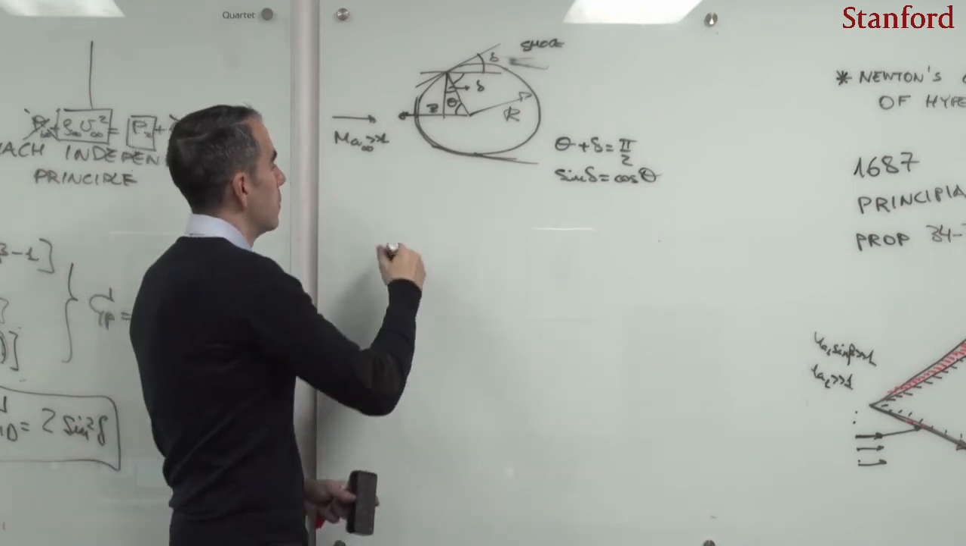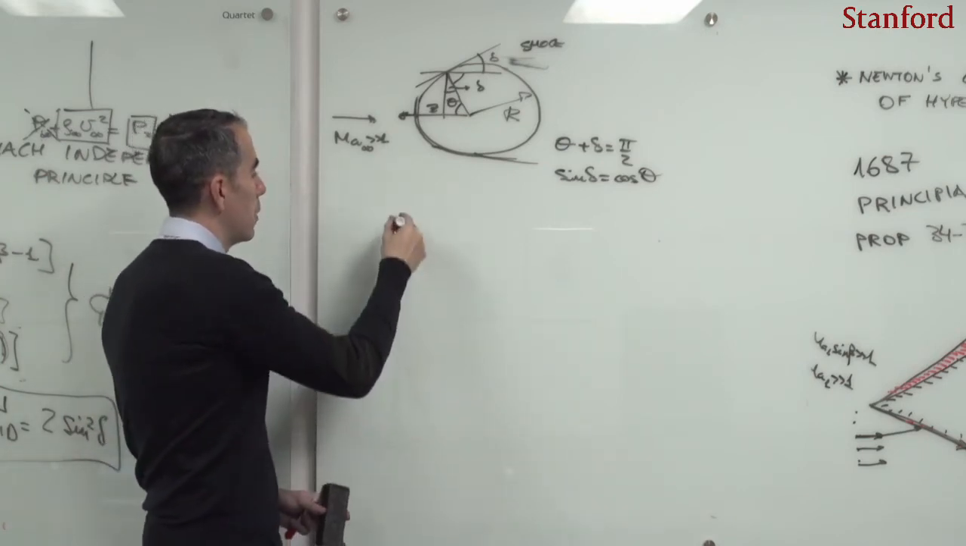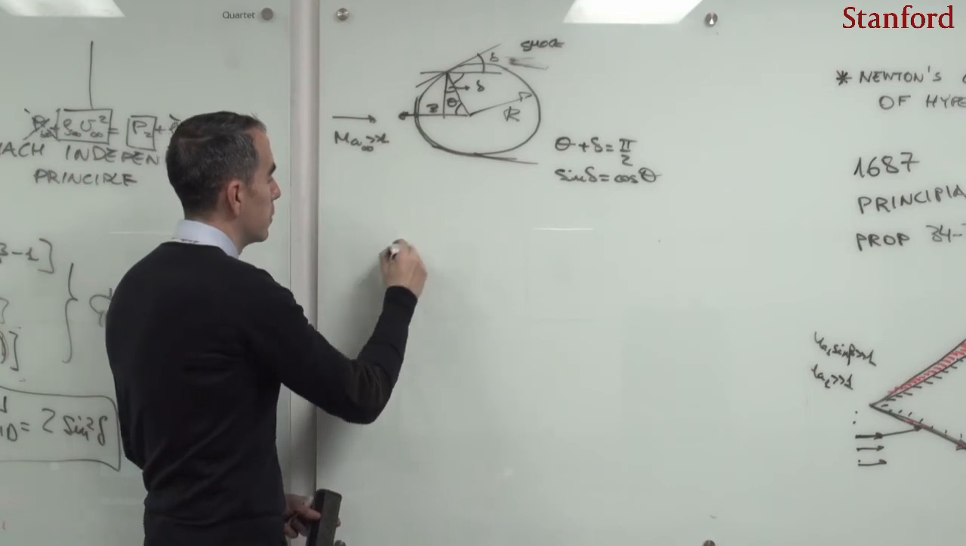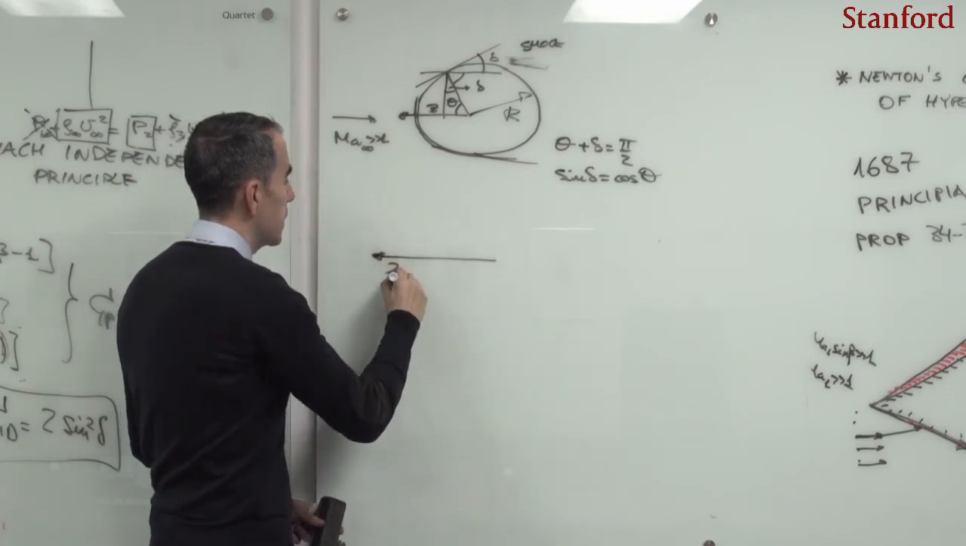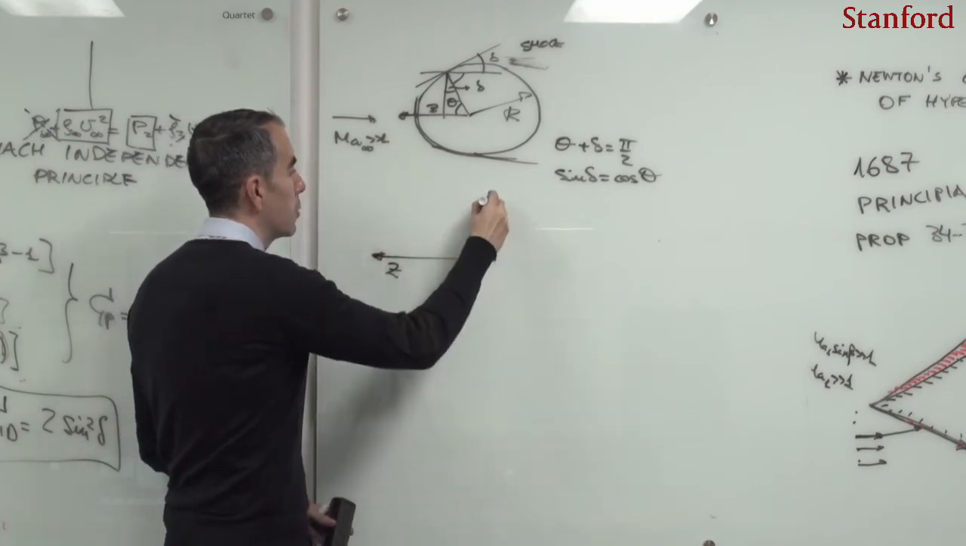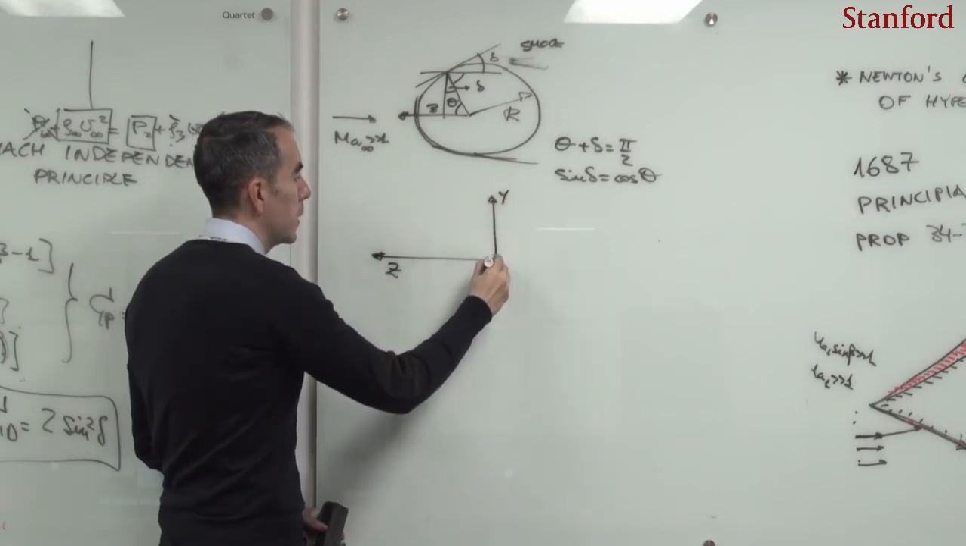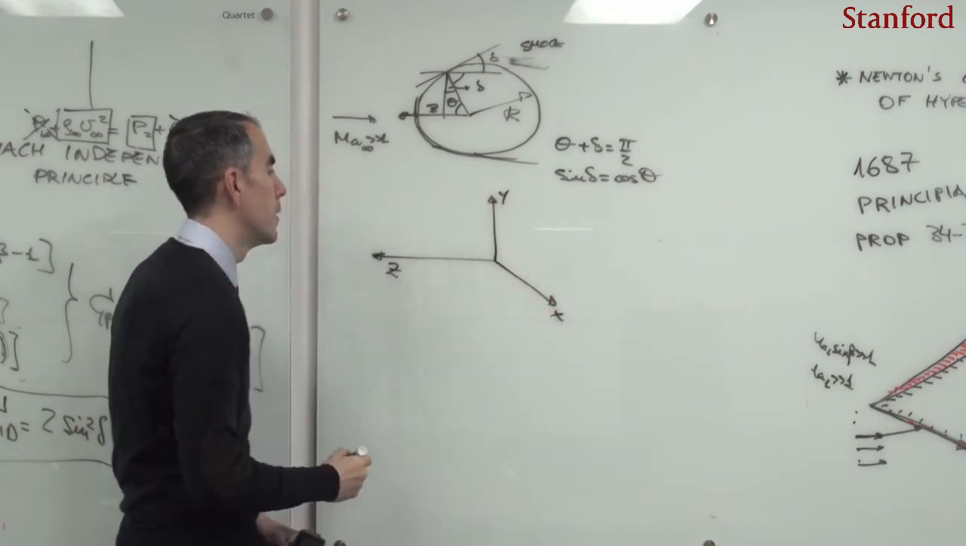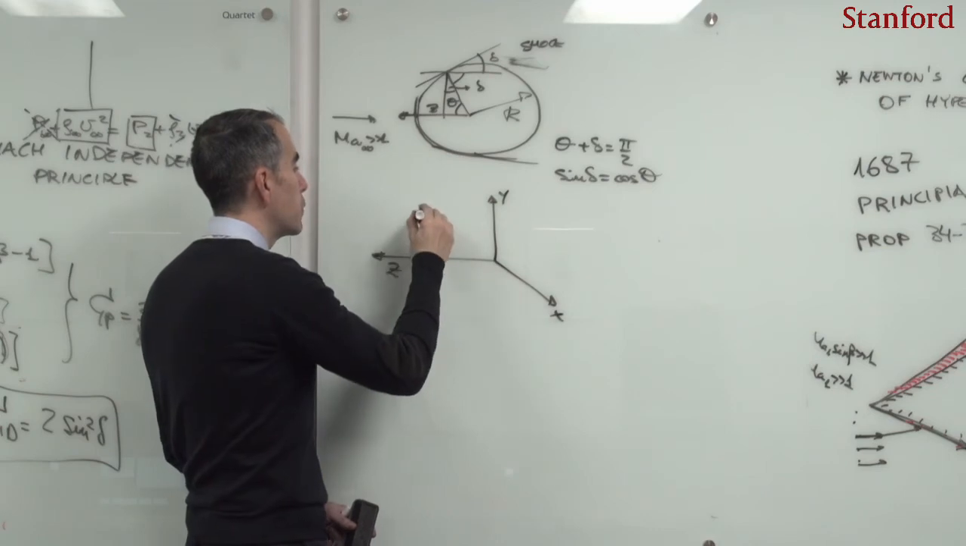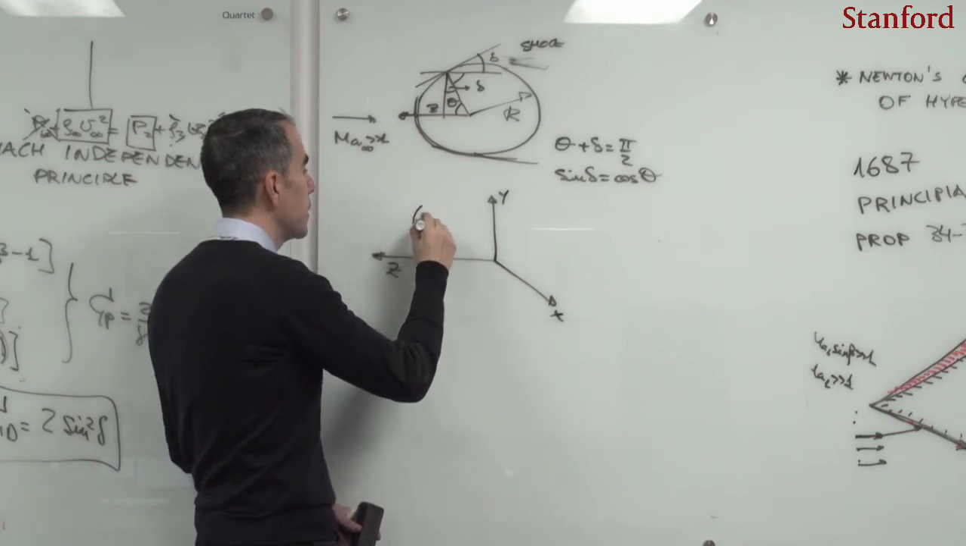So, for instance, if I go here and I plot again the z-axis, and here I plot the y-axis, and here is going to be the x-axis, I'm going to be looking at an element of surface like this.